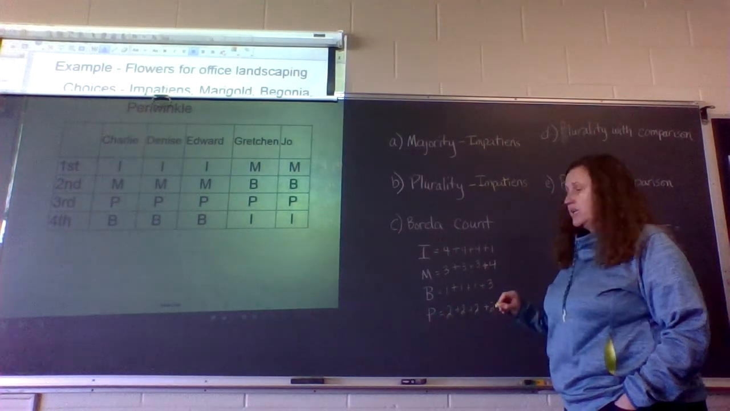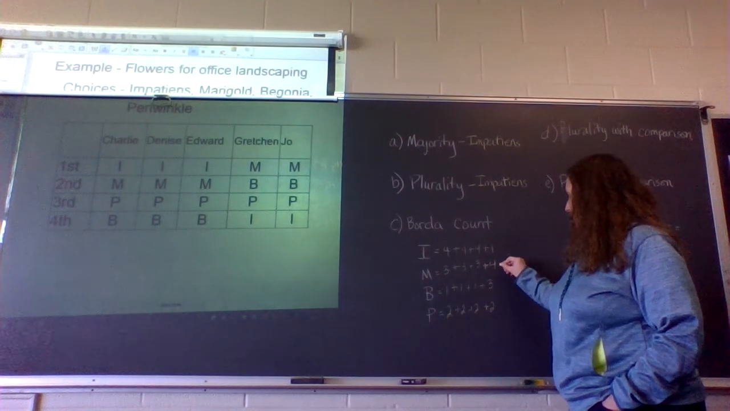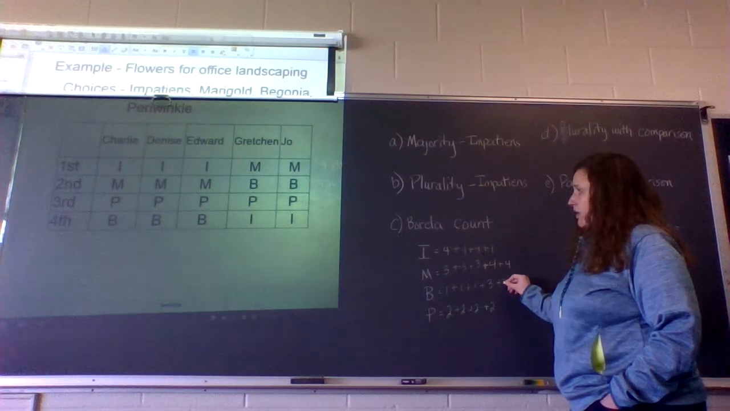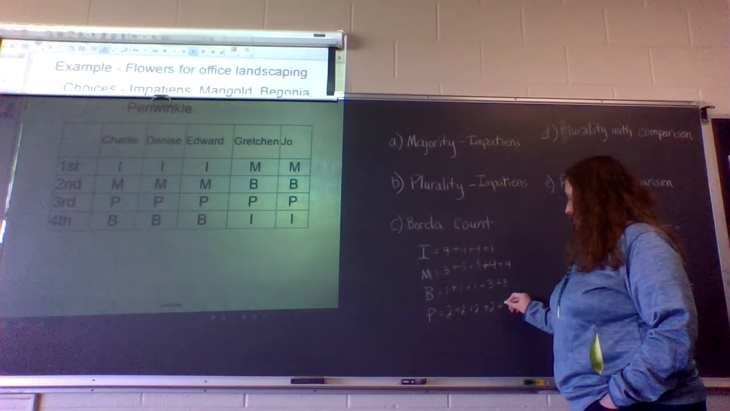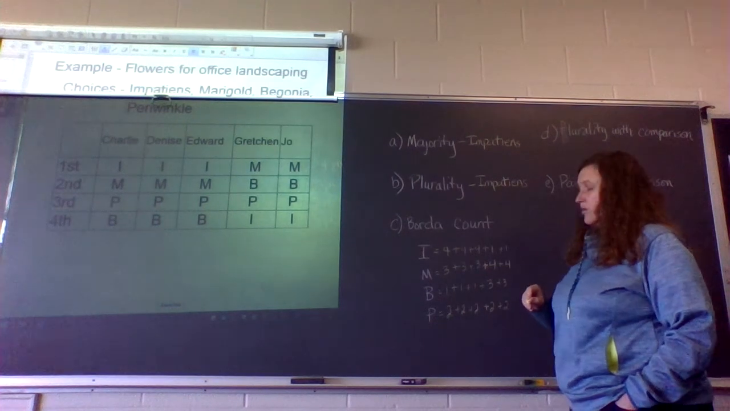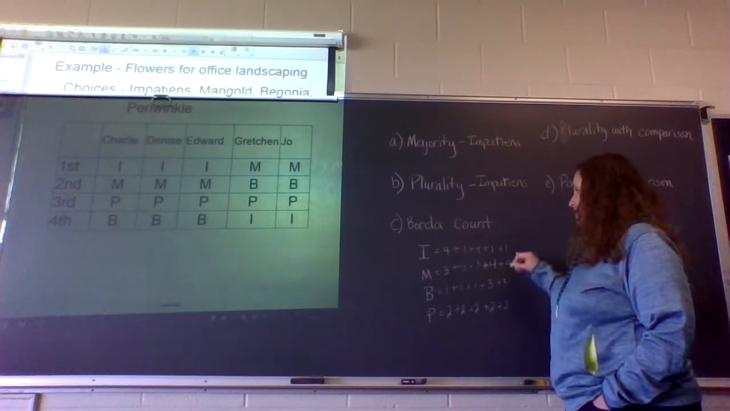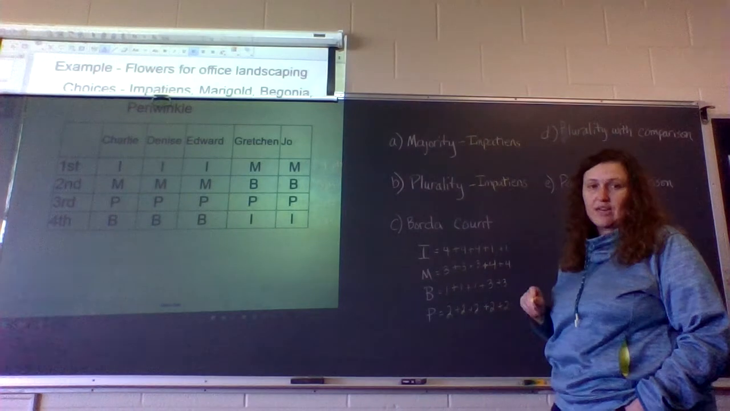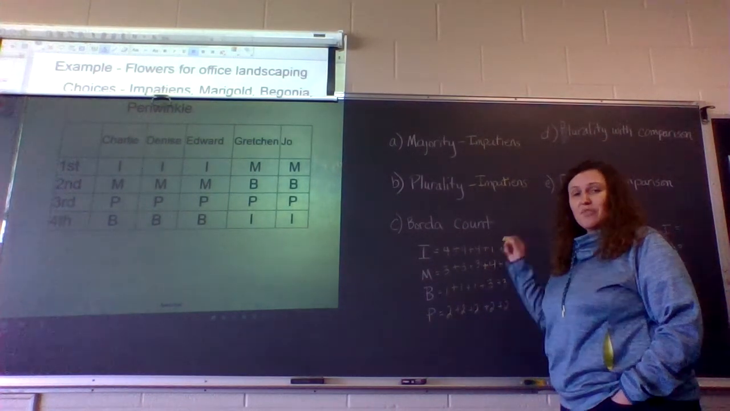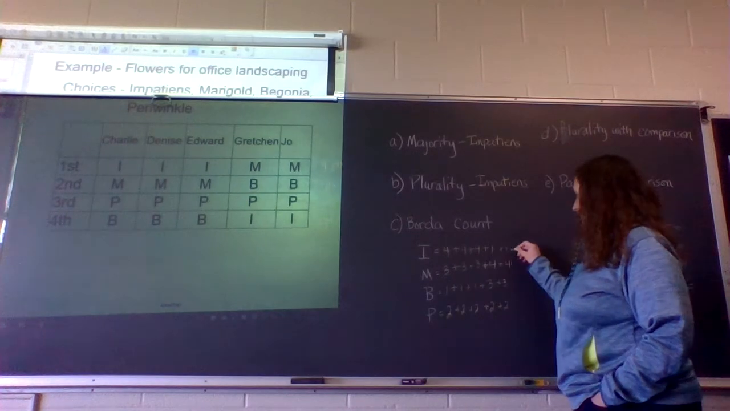All right, so that's giving the preference here. Now for Joe, same thing, 4 points for Marigold, 3 points for Begonias, 2 points for Periwinkle, and 1 point for impatiens. So that's where these numbers are coming from, literally adding that up. Now in the next example, I'm going to do it a little bit quicker, but that's how this works. That's why these numbers are the way they are.